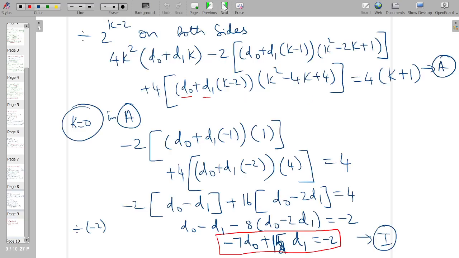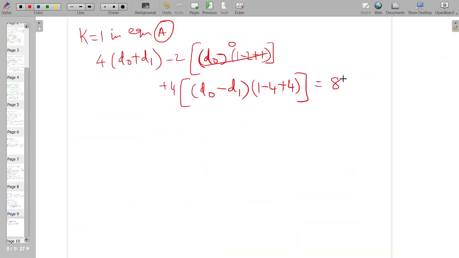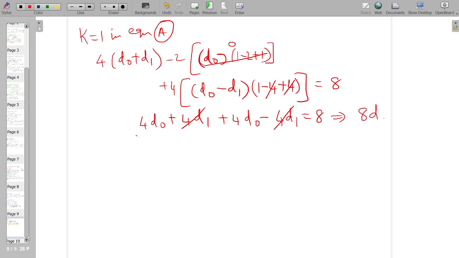This would be 1 minus 4 plus 4, and this is equal to 8. Minus 4 plus 4 gets cancelled here. So I will have 4 d naught plus 4 d1, again plus 4 d naught minus 4 d1 is equal to 8. Minus 4 d1 plus 4 d1 gets cancelled here. I will have 8 d naught is equal to 8, or d naught is equal to 1.